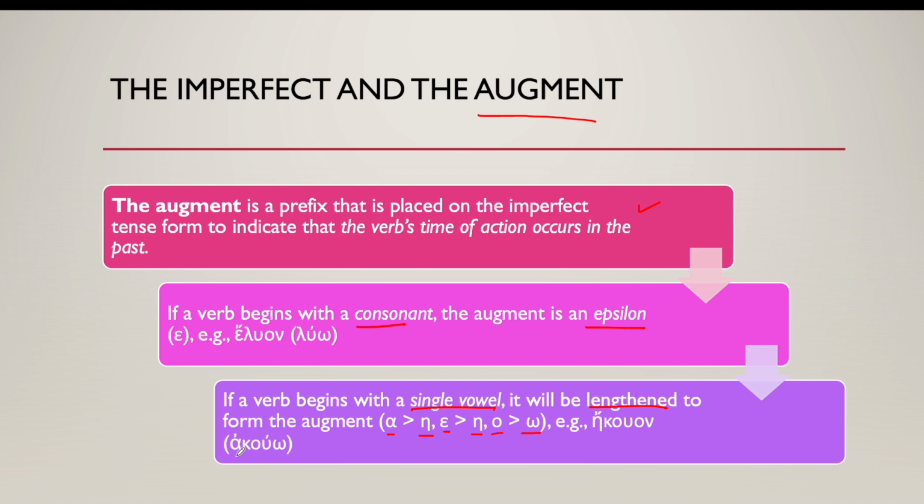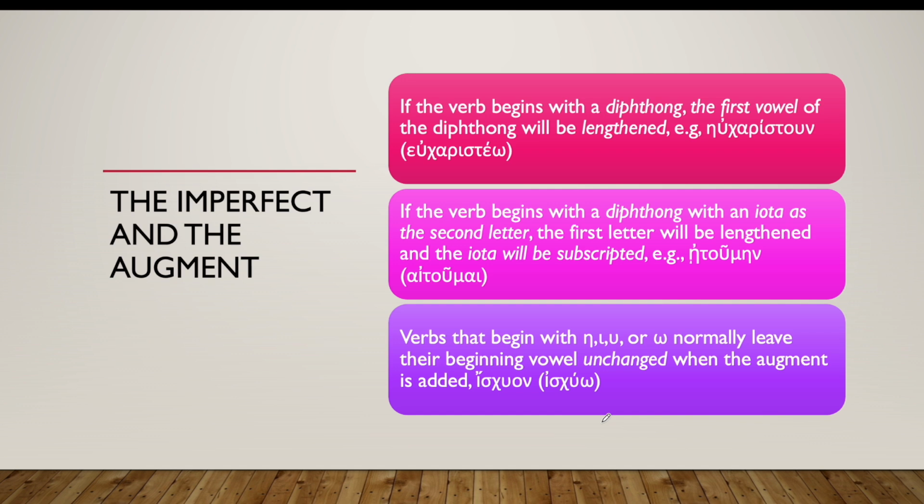So, for instance, akuo, I hear, will be lengthened to akuon. Okay, notice that the alpha lengthens to an eta. That's what happens with those vowel beginning verbs. So that's how the augment shows up. What happens if you have a diphthong? The first vowel of the diphthong lengthens.